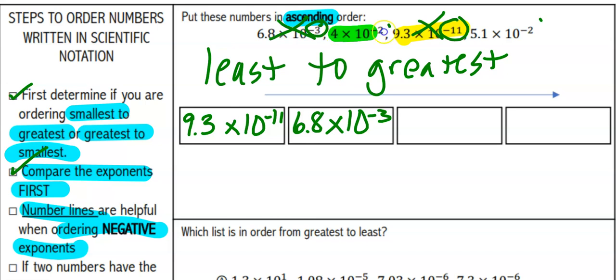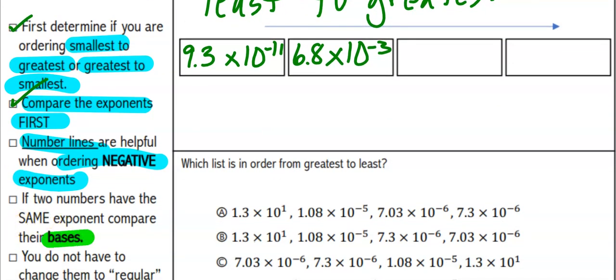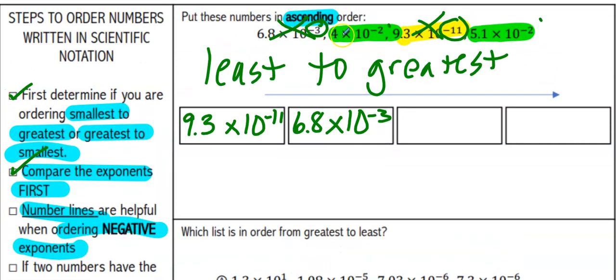The two that I have left are 4 times 10 to the negative 2 and 5.1 times 10 to the negative 2. They both have the same exponent of negative 2. So what we do if they have the same exponent is we compare their bases, or the first number. So if I look at these, I see that this has a 4, and this has a 5.1. Those aren't negative numbers, remember, so don't think of them as negatives. We've already looked at the negative exponents. Just think about the numbers themselves. Ignore the exponent now that we've determined that they're the same power of 10.